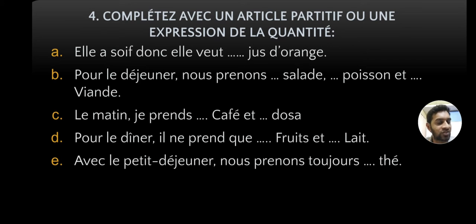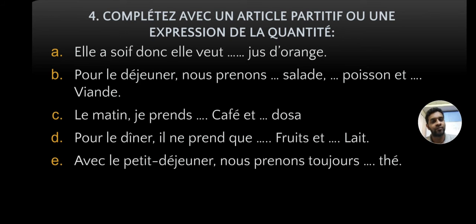And dosa, maybe it's singular, so we can say du dosa, or des dosas, some dosas. If it ends with s, you can use des. If it doesn't end with s, you can use du, or even de. Le matin, je prends du café et du dosa or des dosas.